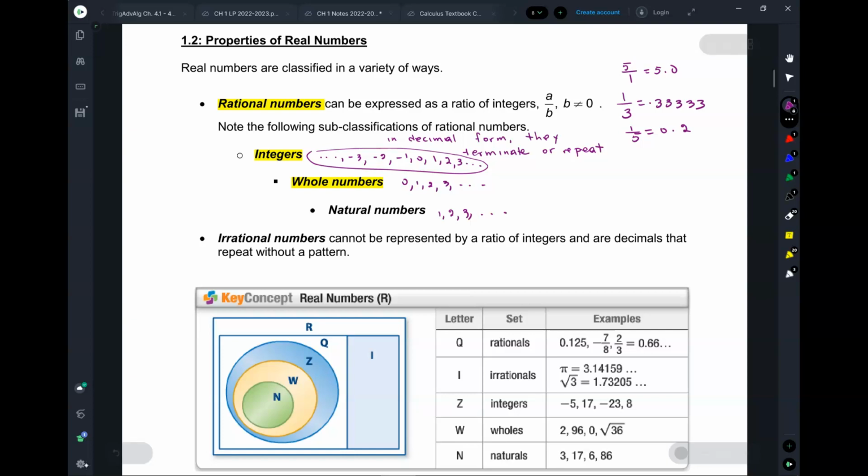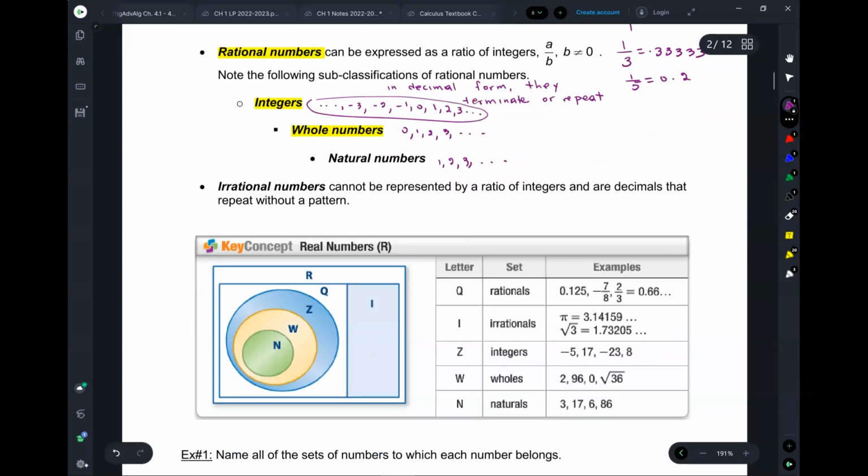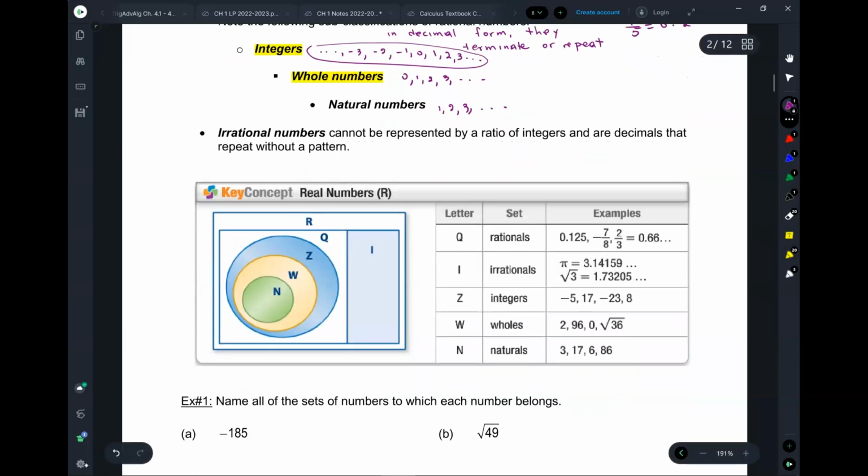Okay? So, these are all the integers. They basically have a denominator of 1. These are the whole numbers. We took the integers and we stripped away the negative numbers, and you get the whole numbers. Then you strip away the 0 and you get the natural numbers. Okay? So integers is all of them? Integers is all of them. Negative, positive, and 0. Okay?